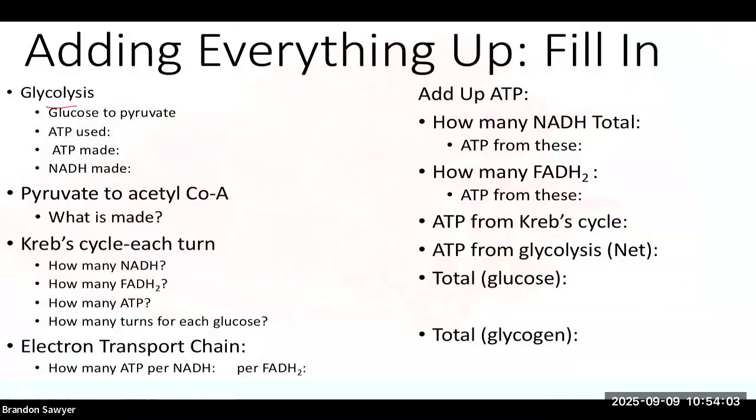So we'll start up here with glycolysis, which is glucose to pyruvate. The number of ATP used, what are we going to put in there? If we're doing glucose to pyruvate, 2. If we're going from glycogen, then it's 1. ATP made is how many? 4. NADH made, 2. Then we get that next step, pyruvate to acetyl-CoA. We're going to make 2 NADHs here.